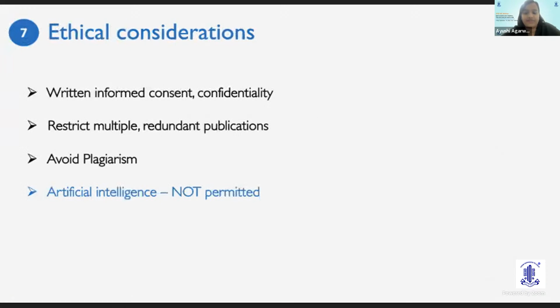A separate written informed consent should be obtained regarding publication of images and patient information, which, by the way, should be de-identified as much as possible. Restrict multiple or redundant publications. Avoid plagiarism. So what is plagiarism? It is the unreferenced use of published as well as unpublished ideas. So even if you are writing something in your own language, but it is derived from somebody else's idea and you are not referencing it, it accounts to plagiarism. Usually up to 10% is acceptable, but that again varies with the journal. Also, since artificial intelligence is in vogue these days, it is not permitted for scientific writing.